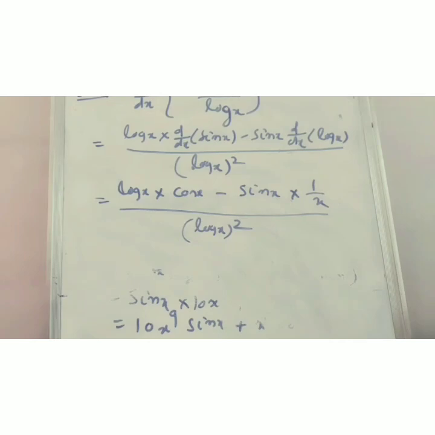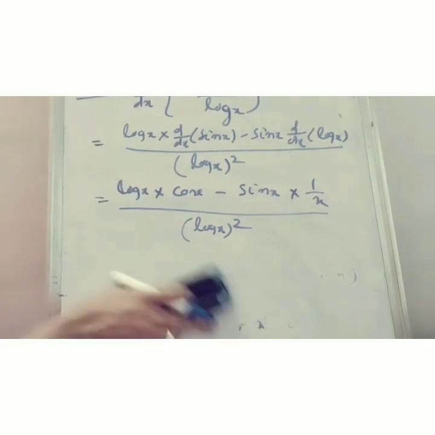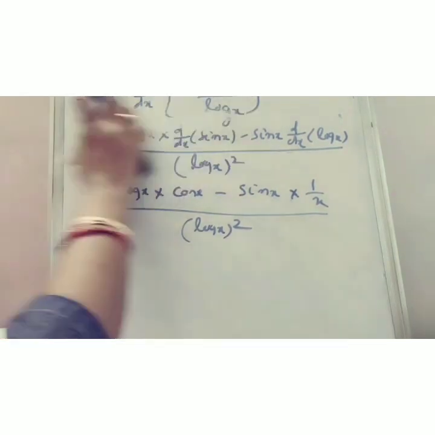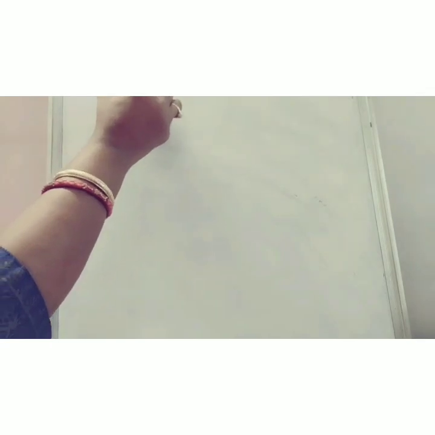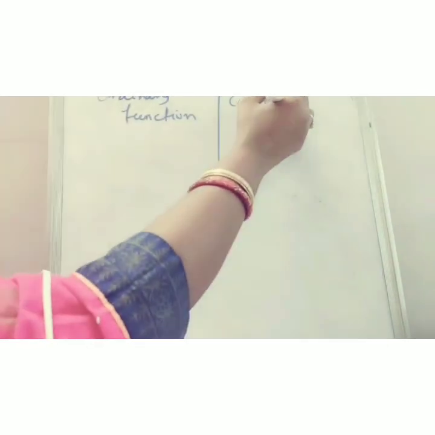Now let us move on to some important properties. Now let us differentiate between two functions. What is an ordinary function and what is a composite function? One is an ordinary function and another one is a composite function.